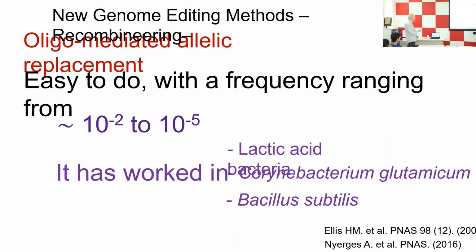And they can go between 10 to the minus 2 and 10 to the minus 5. 10 to the minus 2 means that even without any external selection, 1 out of 100 colonies will carry the mutation. And this is very useful because 100 colonies is something that you can handle yourself with no problem, okay?